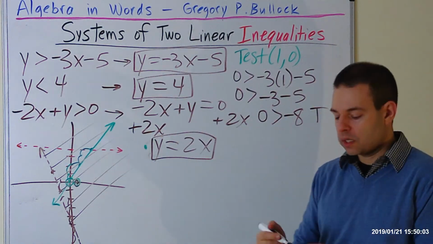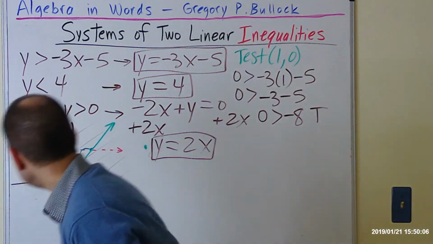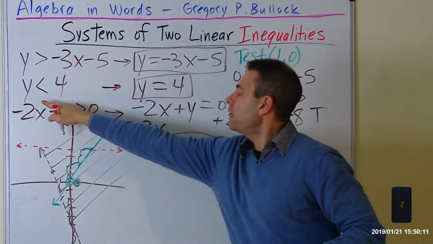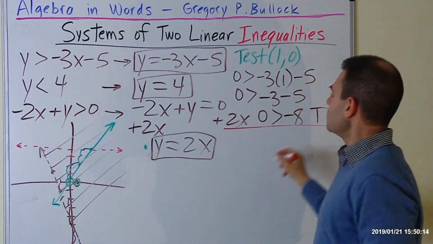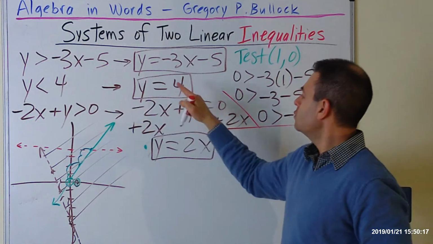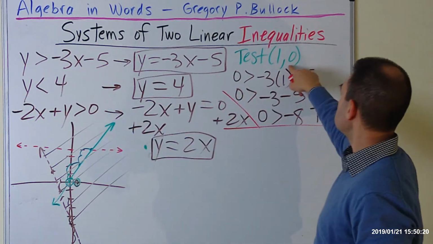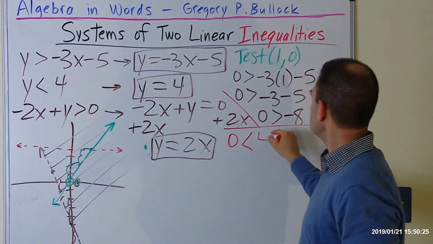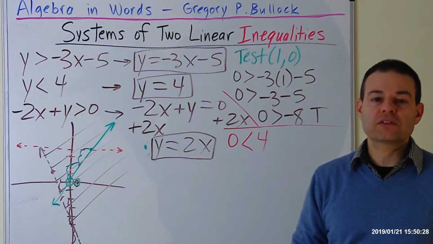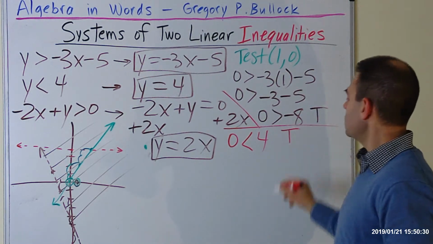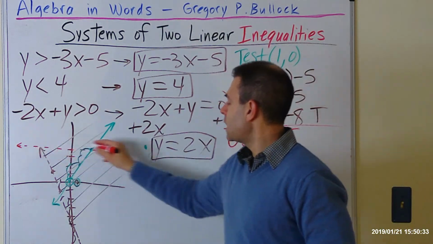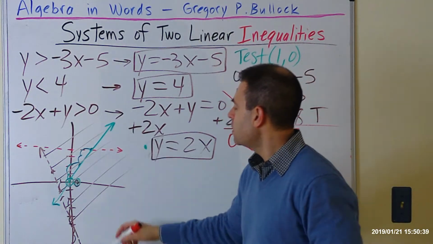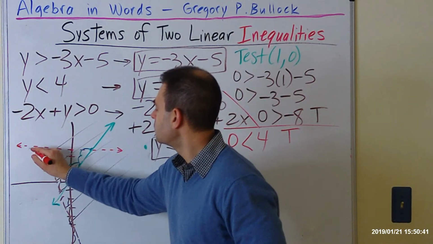And let's look at the next one. I'm going to change colors. And we have y. y is less than 4. So put 0 in for y. And is 0 less than 4? Is that true? It's true. So what does that mean? If this is the line, then we're going to shade the side with the point. So that would be down here.